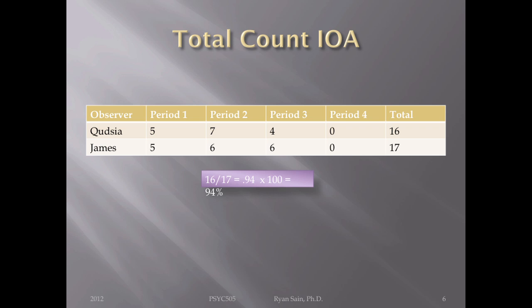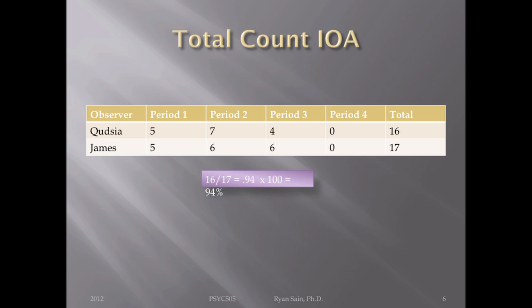Total count tends to overinflate things, because think of this. Think if Coetzee saw the behavior 5 times during period 1 and never saw it at all after that, and James didn't see it at all until period 4, and then in period 4 he saw it 5 times. That would come out with 100% inter-observer agreement. Right? That would be wrong.